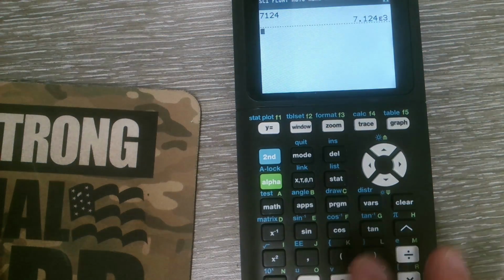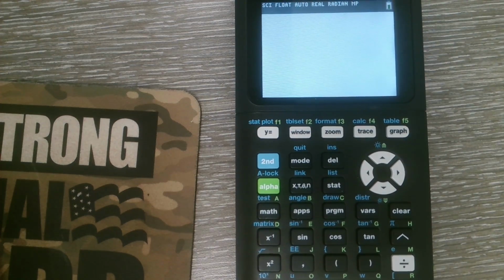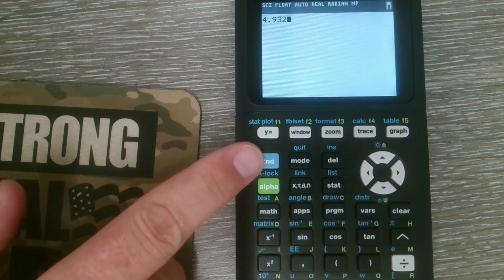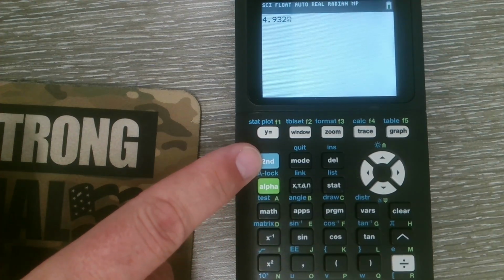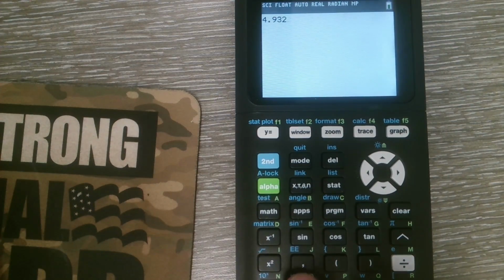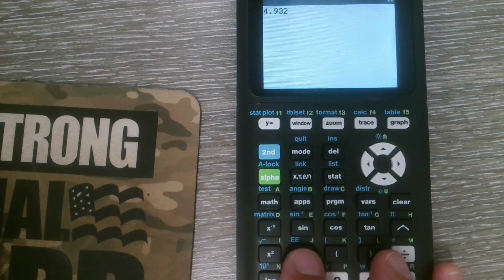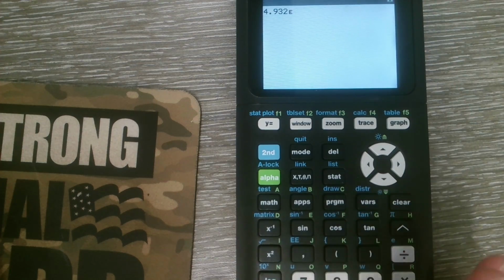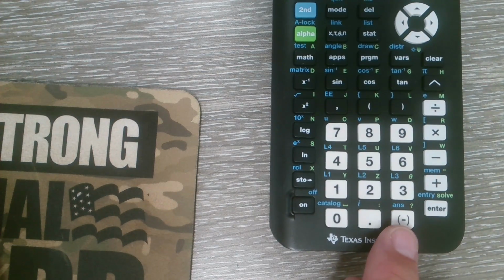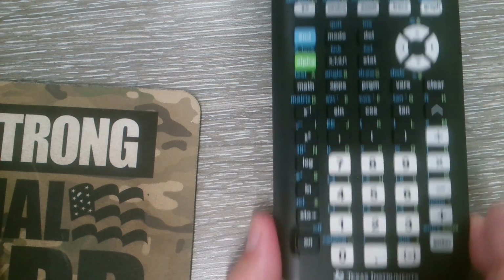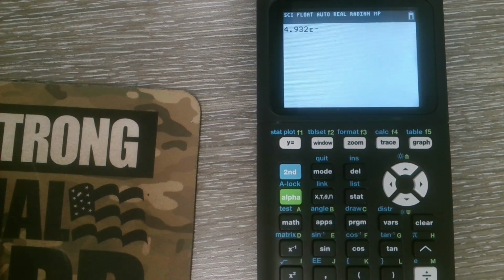So step 1, type 4.932. Then second, so we have the second button, and then look right here. See that comma? That comma is right above the 7. But look in blue, it's double E. That's to convert to scientific notation. And our exponent was negative 1, so negative 1. That's what we're going to do. And it'll look like this, negative 1.